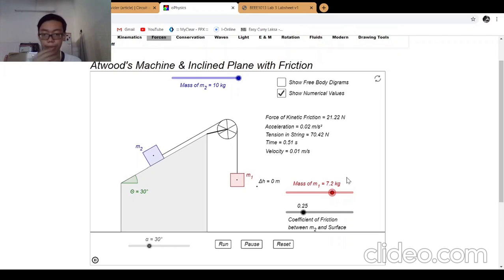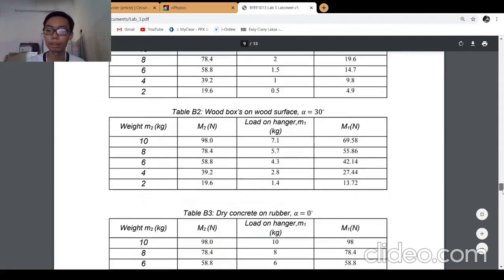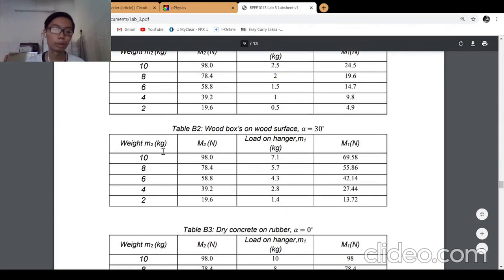Okay, as we can see, 7.2 kilogram. It moved very slow, and then it stopped at 7.1, and then we'll record this 7.1 into the table. Okay, yeah, so I also did everything: 7.1, 5.7, and then later on. So to calculate the static frictional force, we also use the same thing. Okay, we calculate the force of M2 and the force of M1, and then we divide M1 by M2, and then we get the static frictional force.